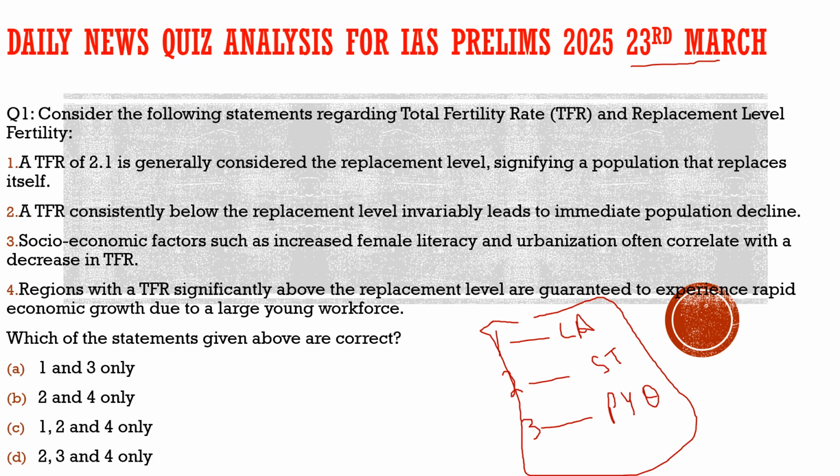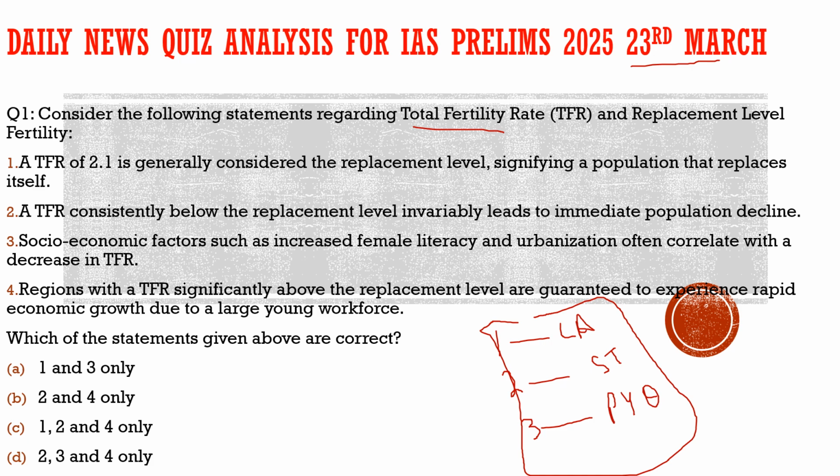Here the question, as you can see on the screen, is about the total fertility rate and replacement level fertility. So why are we discussing replacement level fertility and total fertility rate? Definitely there was discussion with respect to delimitation in the news article. So before going to that discussion, we will first solve the question here, understand what total fertility rate and replacement level are. Then we will go to the context of the question, why we had brought this question here. So let's solve the question first.